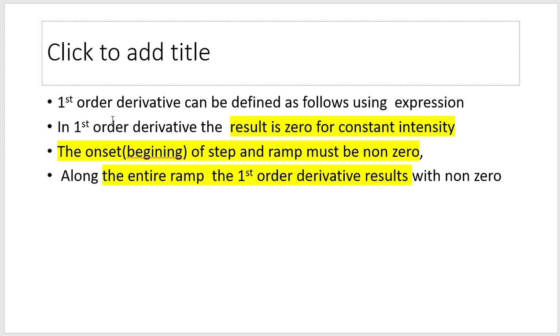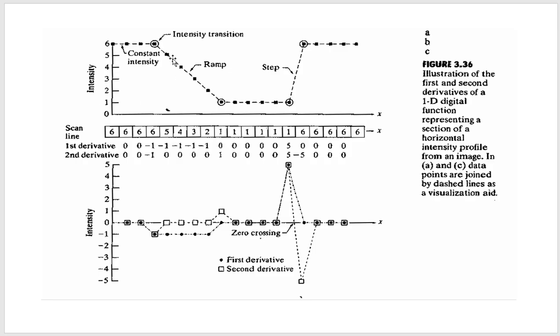For the first order derivative, the result is 0 for constant intensity, and along the entire ramp the first order derivative results in non-zero values. You can see here, when the derivative is for the ramp, we have values for first order derivative, but for constant values we don't have values here.